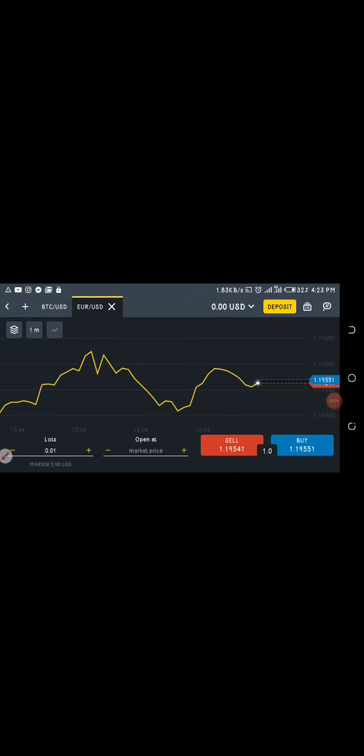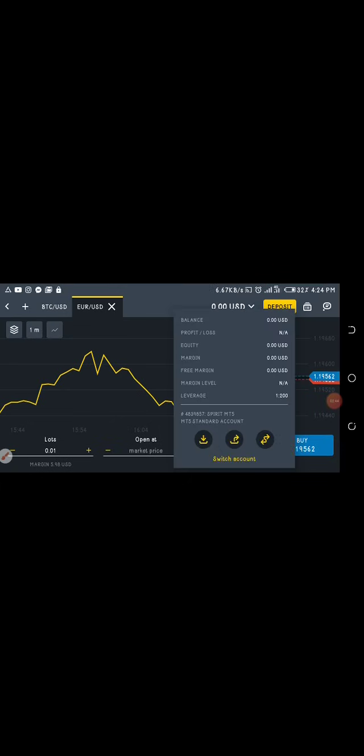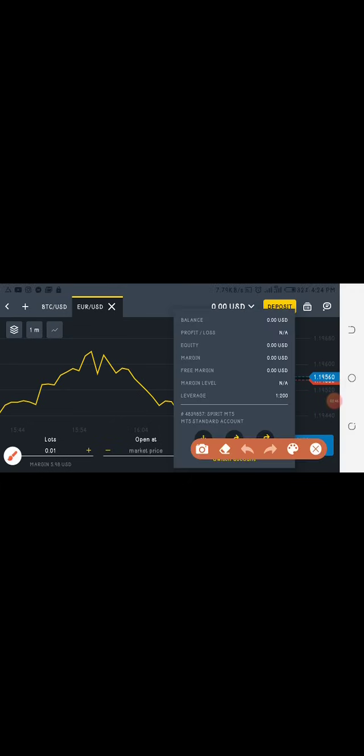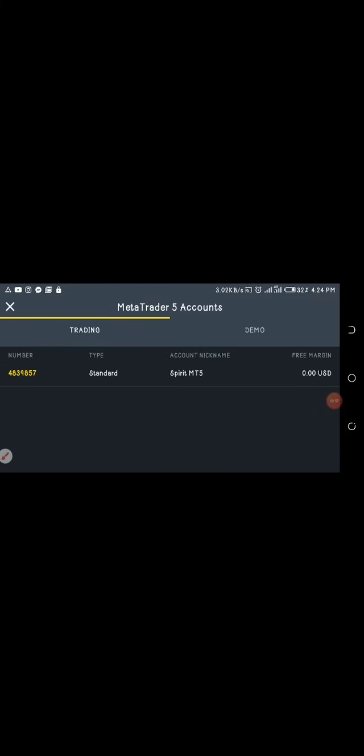So for this tutorial, we are going to be using the demo account. You just have to click this drop down here, this small drop down here. Once you click it, you click this switch account. I don't know, this thing is blocking it, but you see this switch account below here. Once you click switch account, let's see where it takes us to. Now what you need to click is this demo showing here. Click the demo.